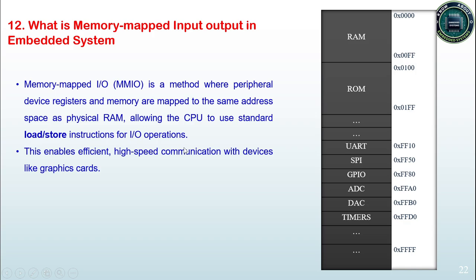Memory mapped input output is a method where the peripheral devices and their registers are mapped as memory, and a similar address space is used, like how we use it for RAM and ROM, allowing the CPU to use standard load and store instructions for input output operations. This is what I told, right? So for the CPU it becomes very easy to interact or connect with the registers of your peripherals using load and store instructions, and execution speed and accessing speed will be higher.